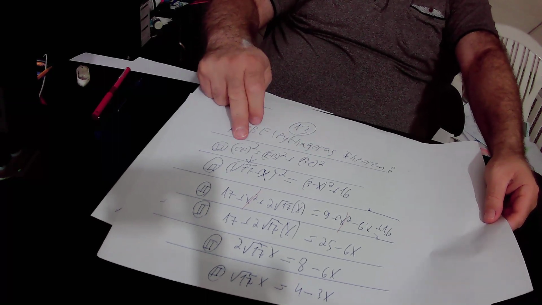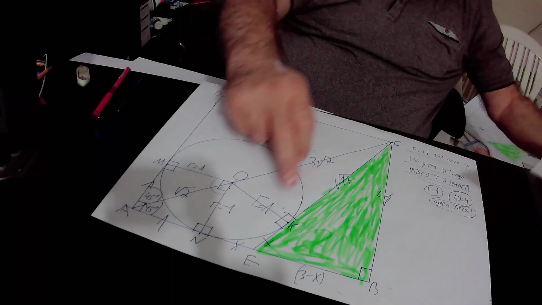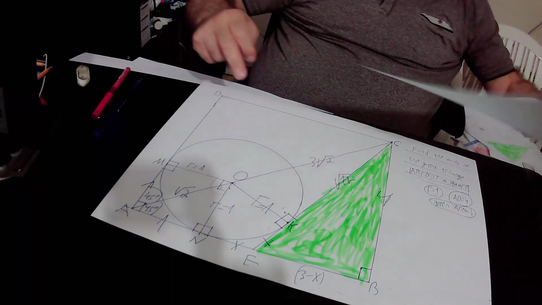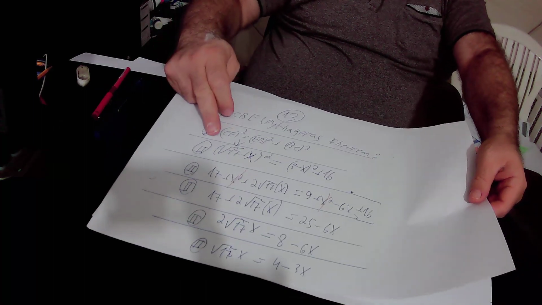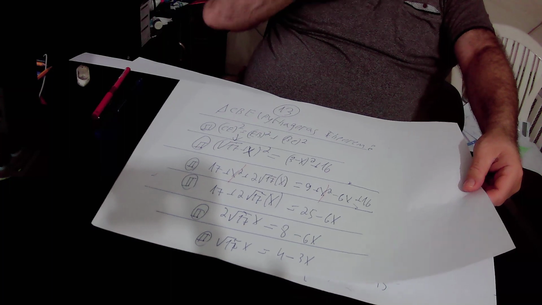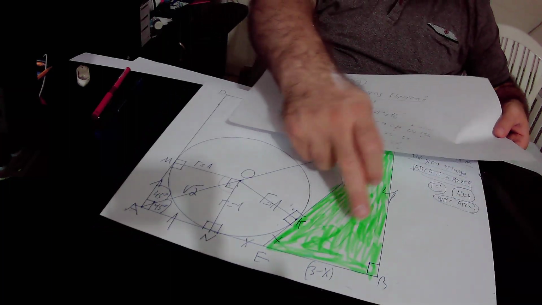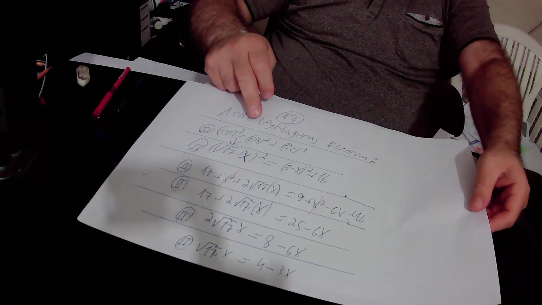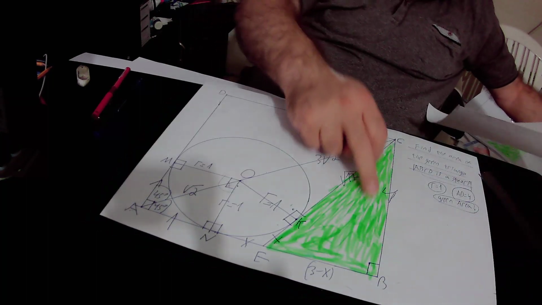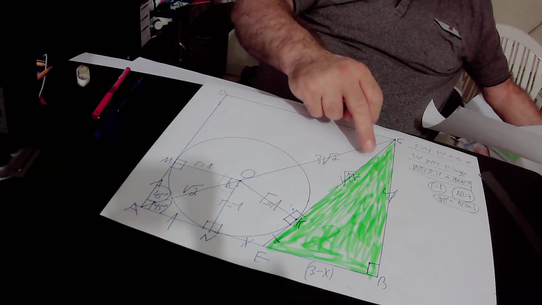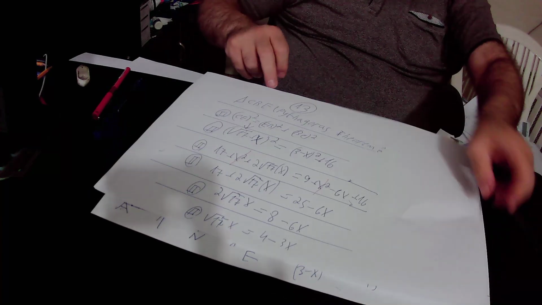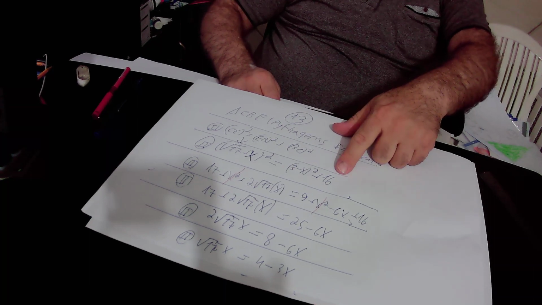We have already found out that CE equals square root of 17 plus x. Therefore, CE squared will be equal to (square root of 17 plus x) squared. And EB equals 3 minus x, therefore EB squared will be equal to (3 minus x) squared. BC equals 4 units, so BC squared will be equal to 4 squared. 4 squared is 16. So BC squared equals 16.